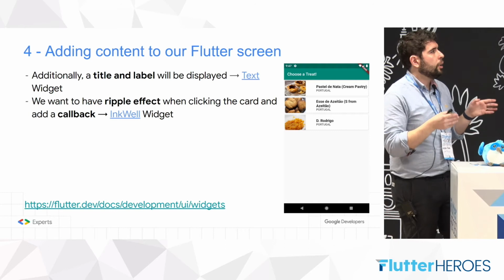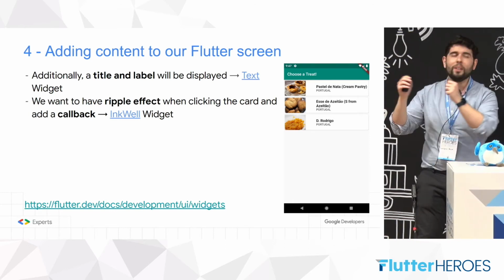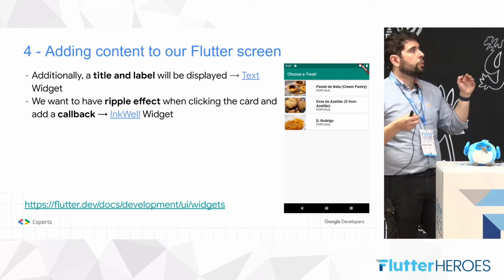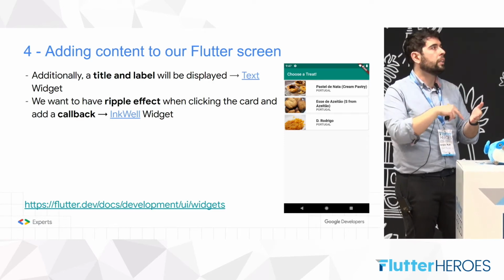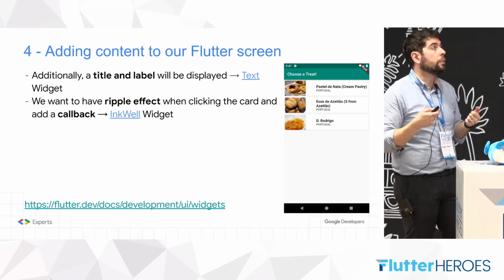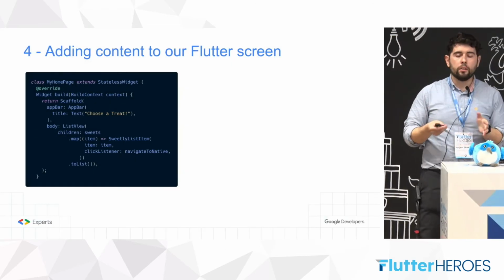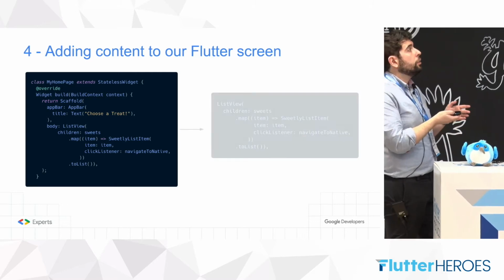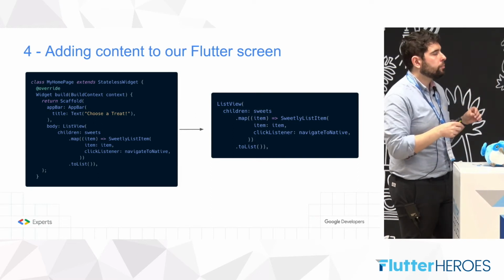And finally, if we want to add, since we are using material like our good friend Carlo did in the first talk, then we can use the inkwell widget, which will add both a callback and a ripple effect when the user clicks on the card. And there would be quite a lot of things that we can talk about this code. This is a lot of code here, but I want us just to focus on this.